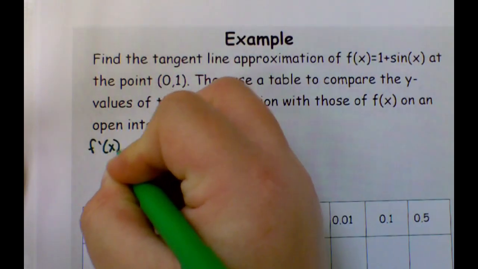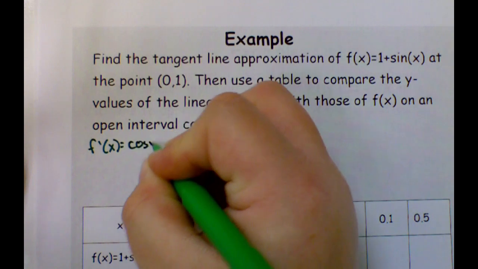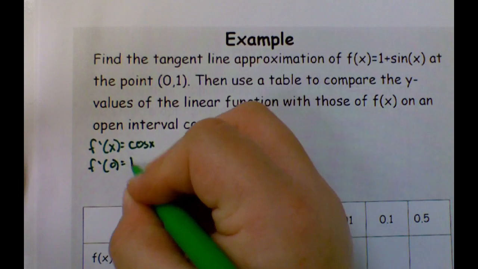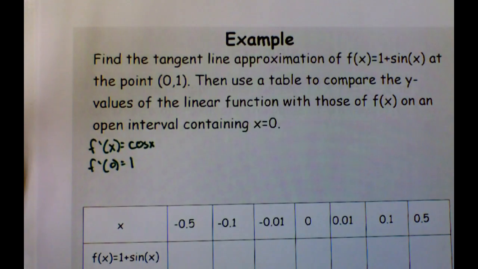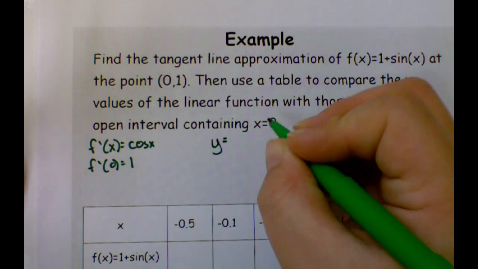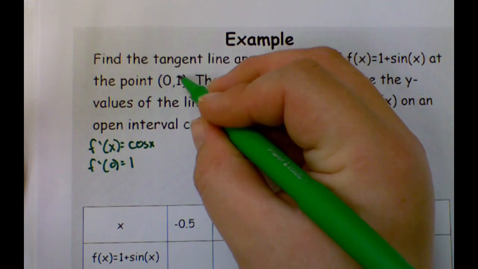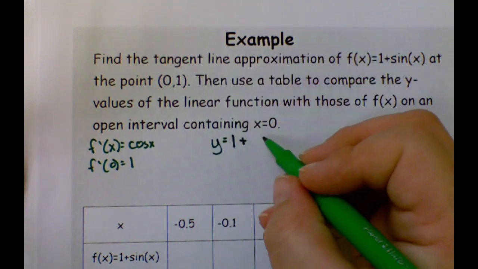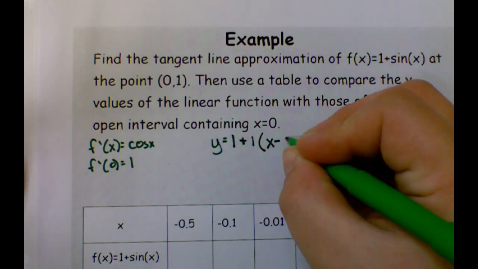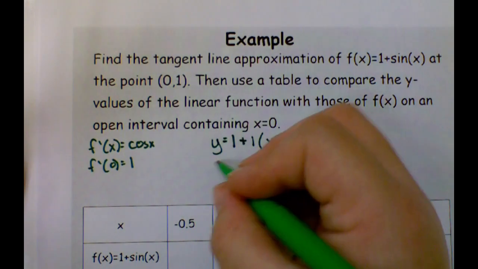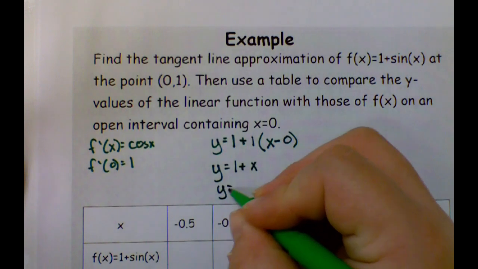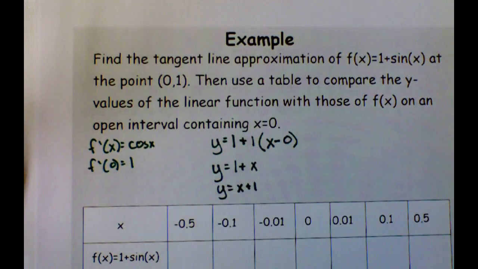So we need f prime of x, which is going to be cosine of x. So I need f prime of 0. Cosine of 0 is 1. Our slope is 1. To write our tangent line approximation, we take y equals f of c, which is 1, plus f prime of c, also happens to be 1, times x minus c, which is 0. So our tangent line approximation is 1 plus 1x, or as we usually like it, x plus 1.